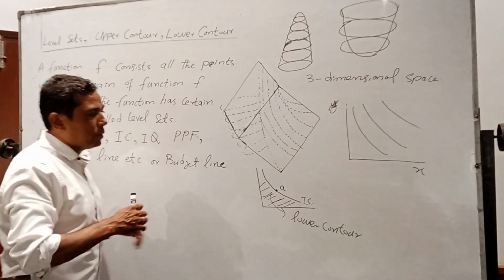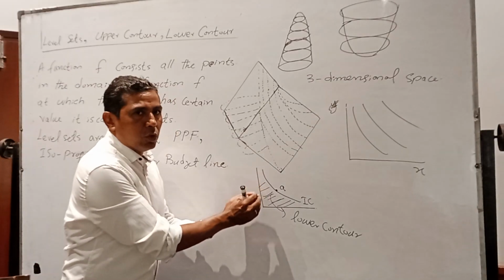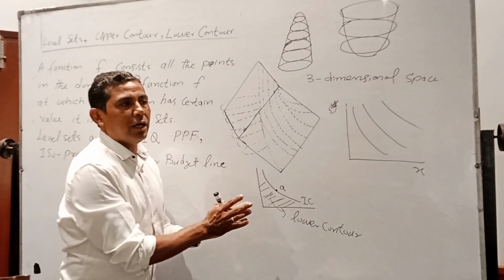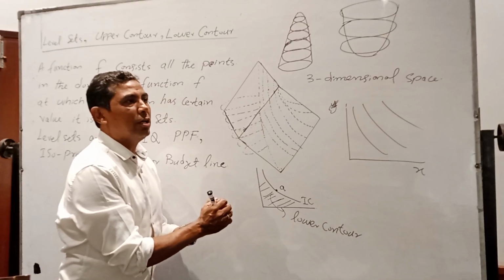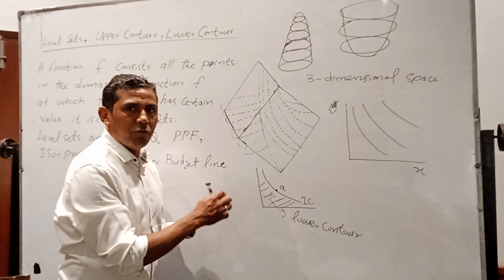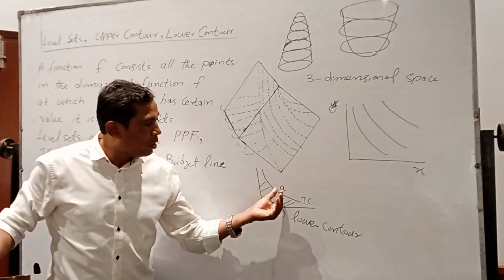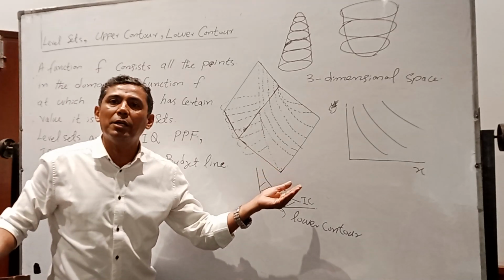Now I can say that all the lower contour sets are convex. Clear? All the lower contour sets are convex. It is called quasi concave, and this is called upper contour. Okay, this is called lower contour. And what is this? Upper contour. So what should be the upper contour?